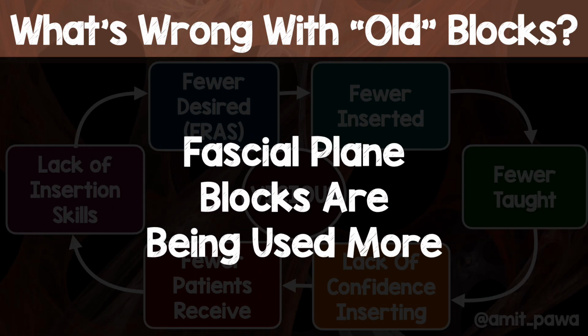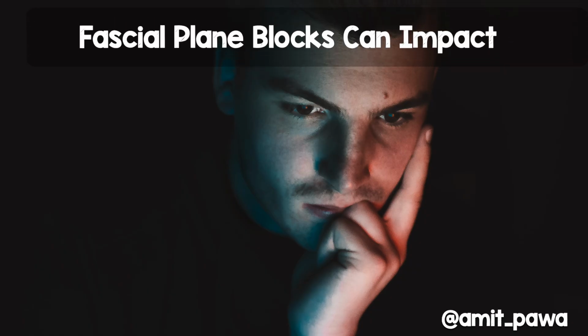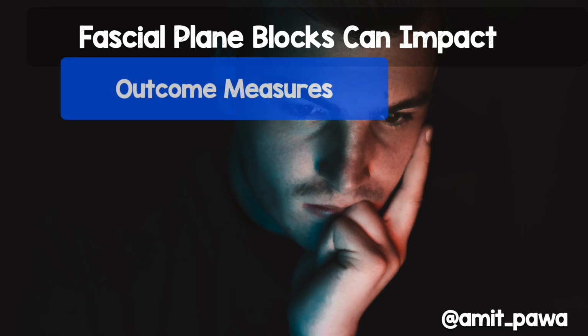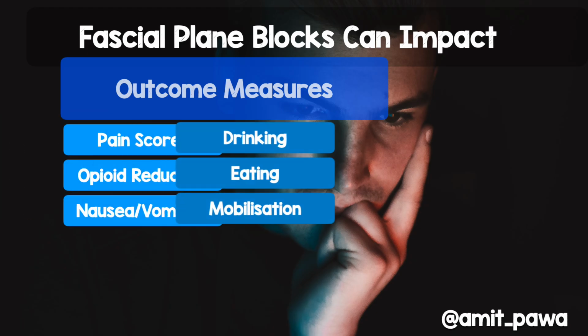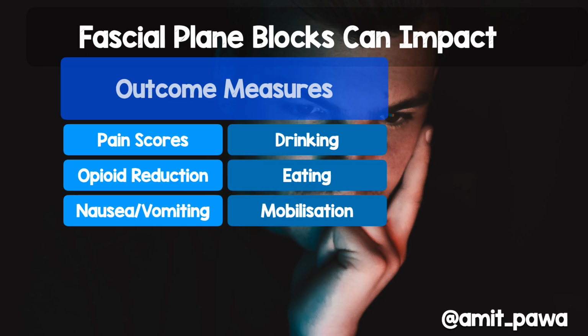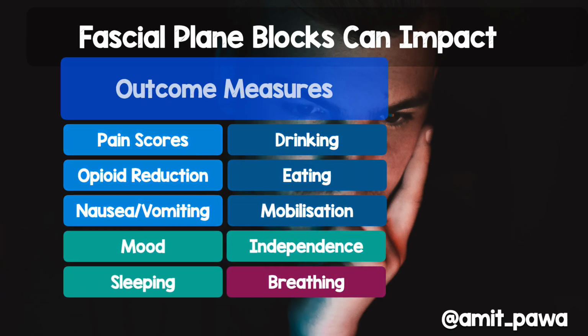So I think we now know that fascial plane blocks are being used more. Now, they can impact outcome measures. We know that. And what type of outcome measures are we talking about? We're talking about pain scores, opioid reduction, and nausea and vomiting. So they do have a role. We also know that they can have positive impacts on drinking, eating, and mobilization. Also, they can affect mood, independence, sleeping, and breathing. So fascial plane blocks can impact these.